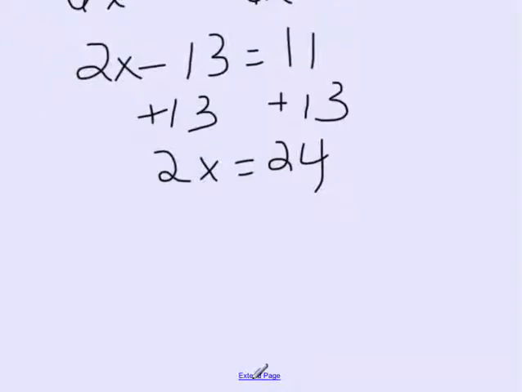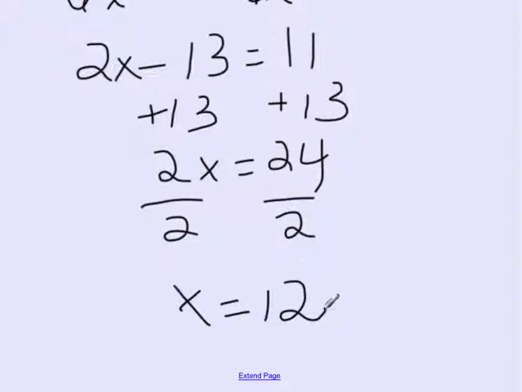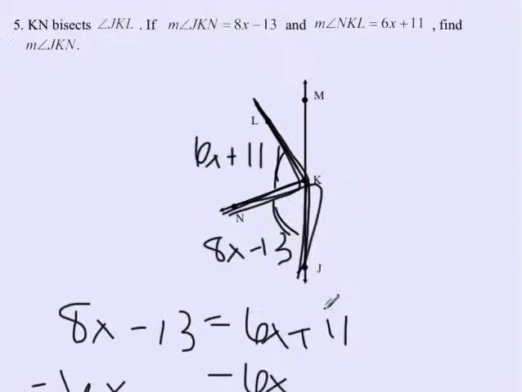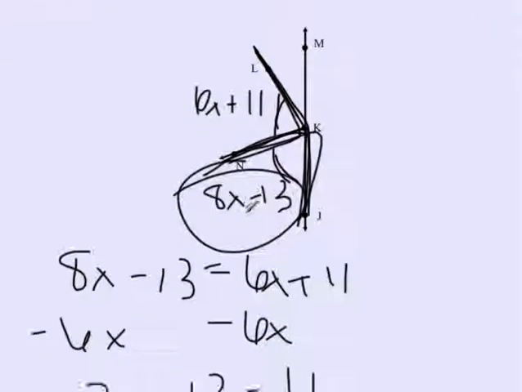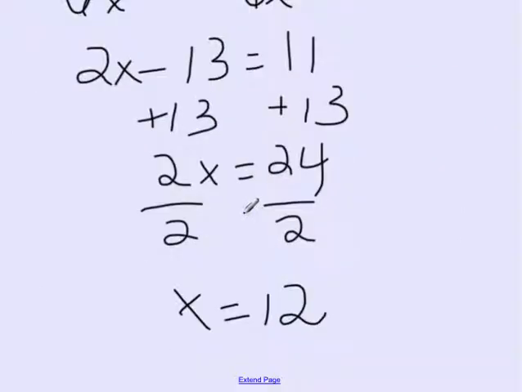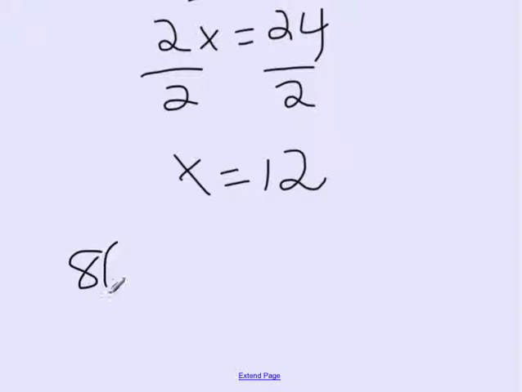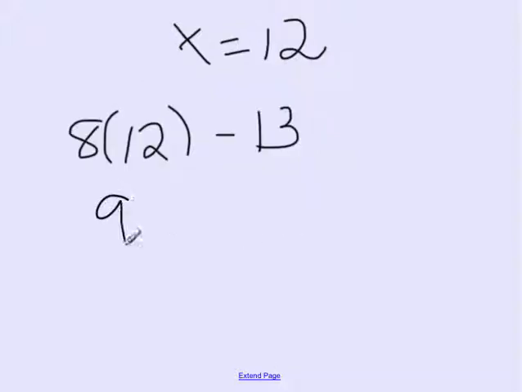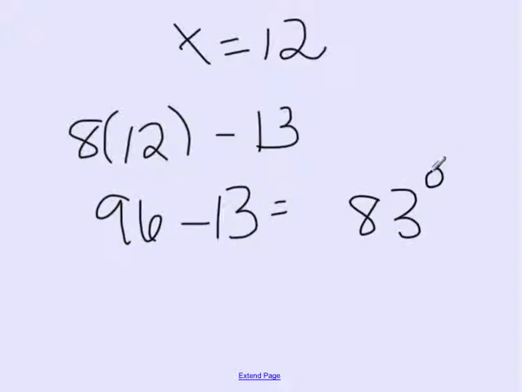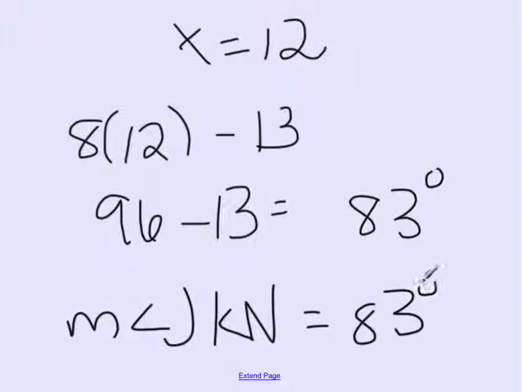Since that 2 is being multiplied by the x, I'm going to divide both sides by 2, and I get that x is equal to 12. So now that I know that x is equal to 12, I'm going to take a look at JKN. Right here, JKN is represented by 8x minus 13. So I need to rewrite that expression, and instead of writing x, I'm going to substitute 12 in instead. So I have 8 times 12 minus 13. Well, 8 times 12 is 96, and minus 13, we get 83 degrees. So the measure of angle JKN is going to be equal to 83 degrees.